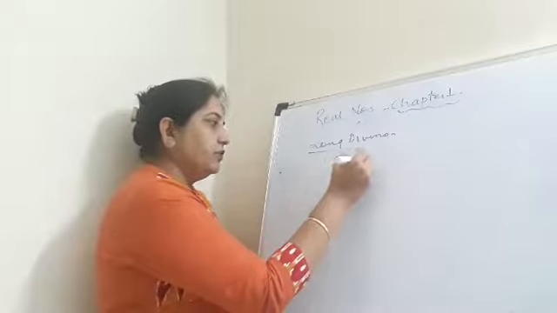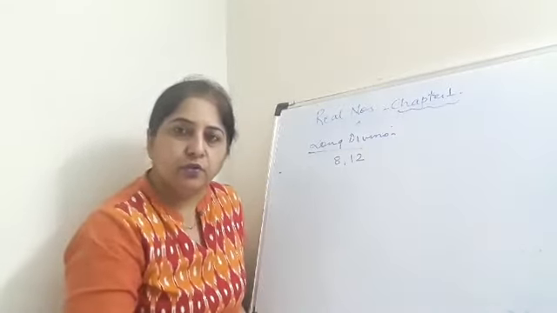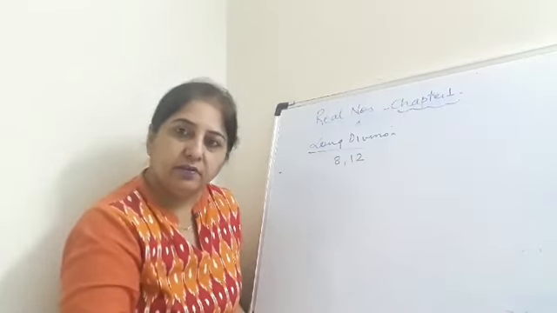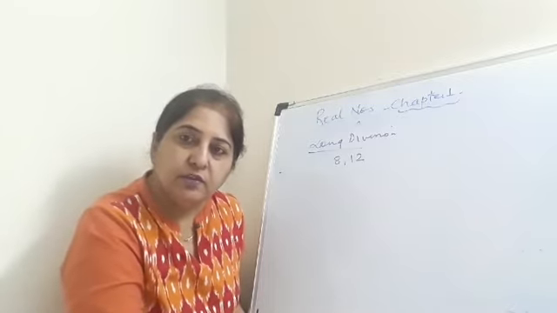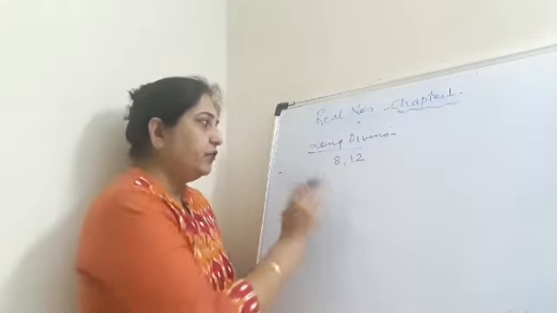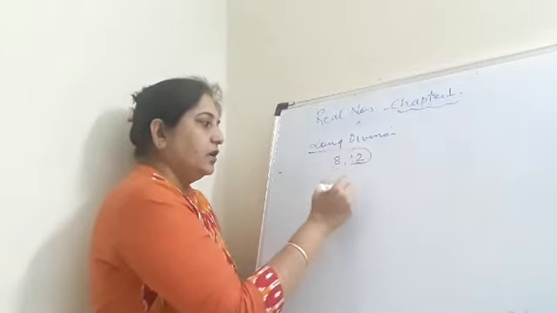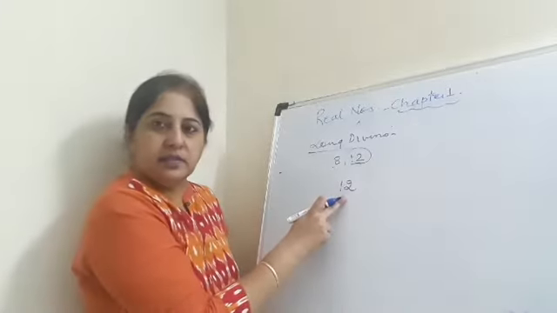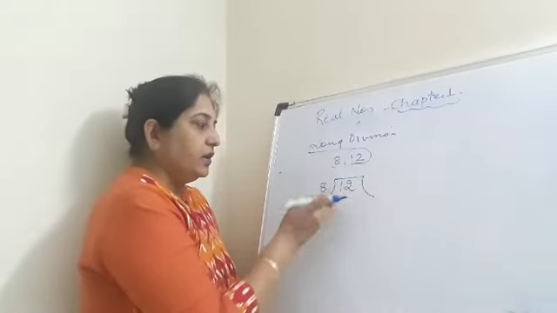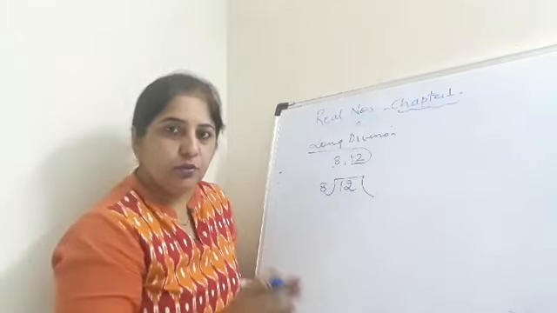I will take 8 and 12. Since these are very easy numbers, it is easy for you to find the HCF by the prime factorization method. Everybody knows the prime factorization method, but now we are going to study the long division method to find the HCF of 8 and 12. You know the greater number of the two is 12. So 12 I will write as the dividend and 8 will become the divisor.